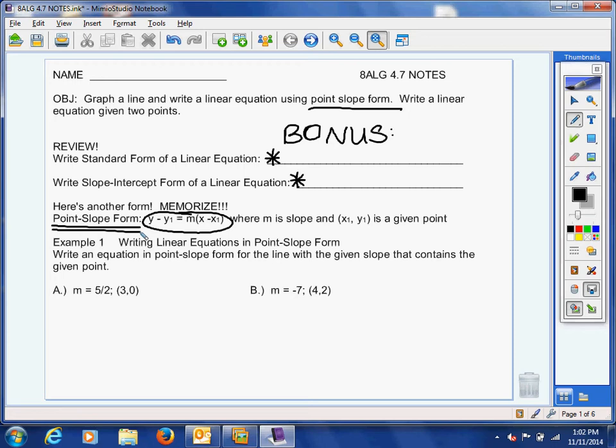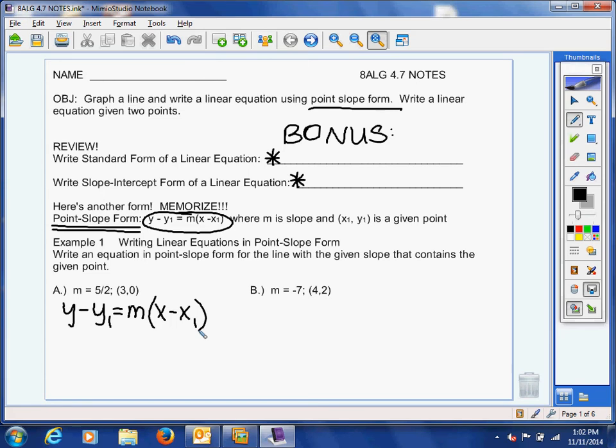Okay, let's look at example 1. We're going to write linear equations in point-slope form. So our instructions are, write an equation in point-slope form for the line with the given slope that contains the given point. Okay? So I'm going to rewrite point-slope form because I really want you to memorize it. Here we go. Just copy it right off my page, couple lines up. There it is. I circled it for you.